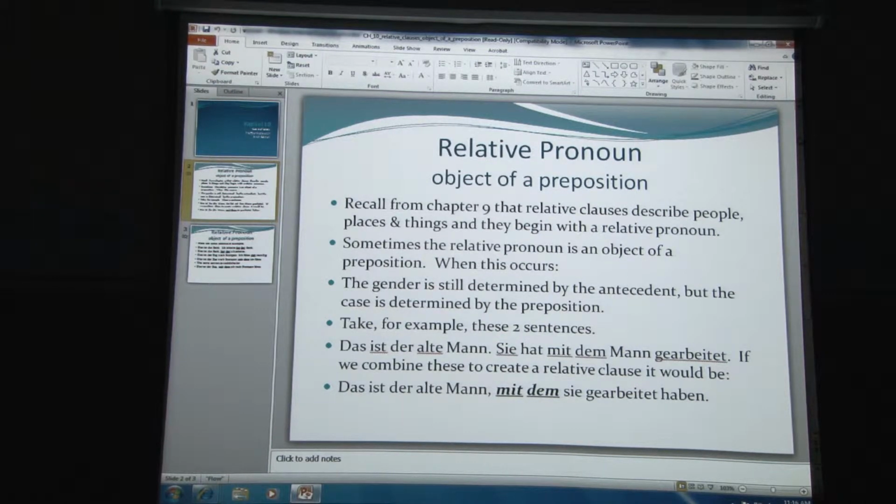Relativsätze und Relativpronomen. So if you remember what we did in chapter 9, you should know that relative clauses are also called adjective clauses because they kind of work like an adjective. They describe people and places and things, and they begin with a relative pronoun.